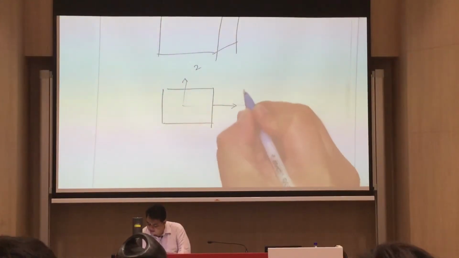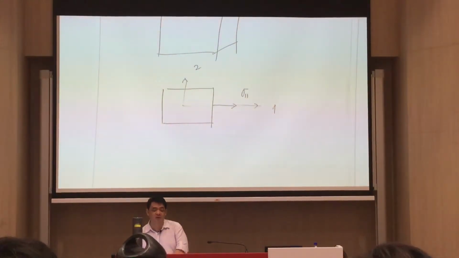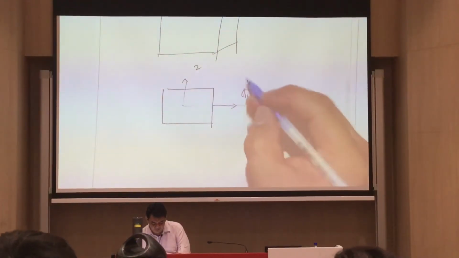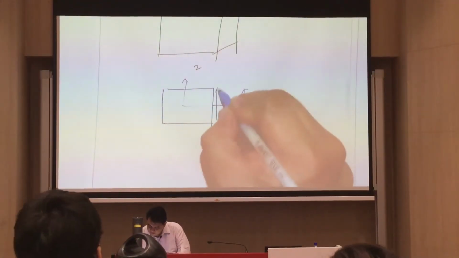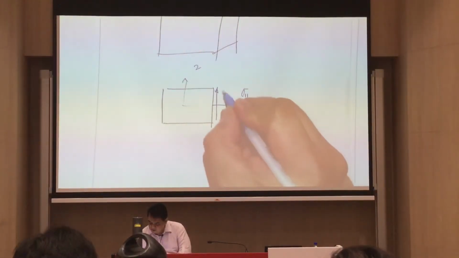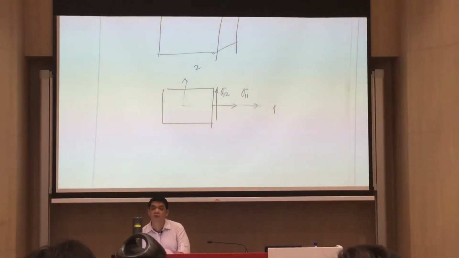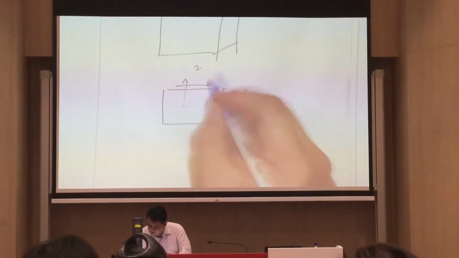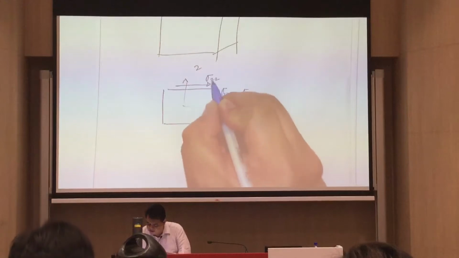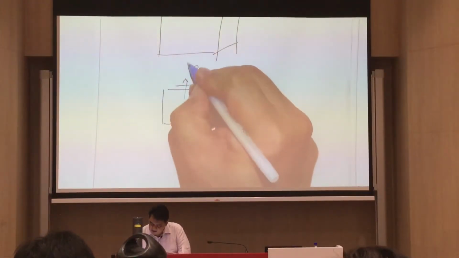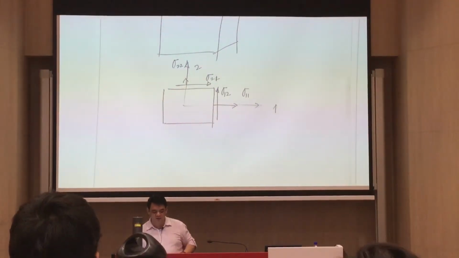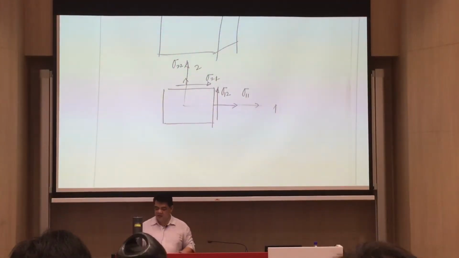So this one now is sigma 1,1, that's your one normal stress. And then you have now here, this one is sigma 1,2. And this one is sigma 2,1, and then you have this one to be sigma 2,2. Right? So they are in the positive axis.